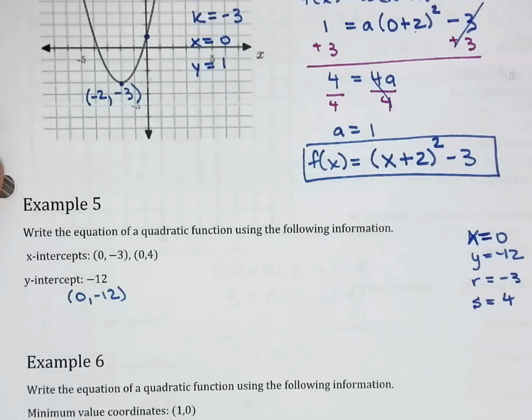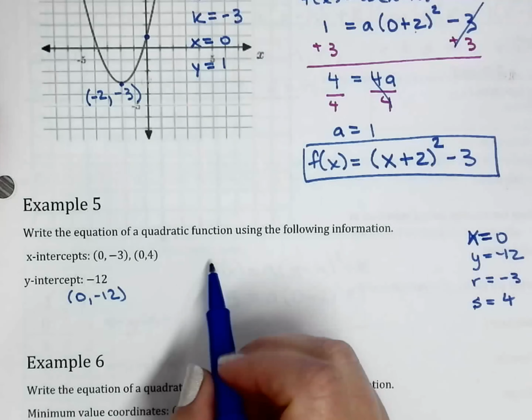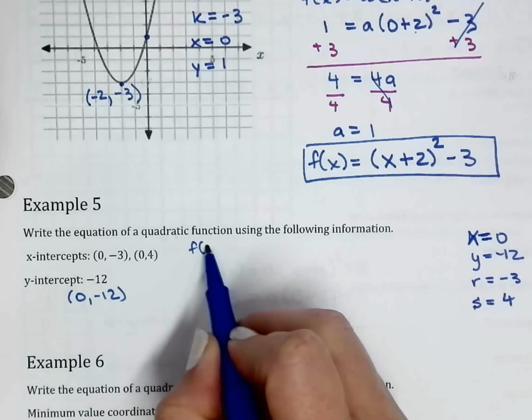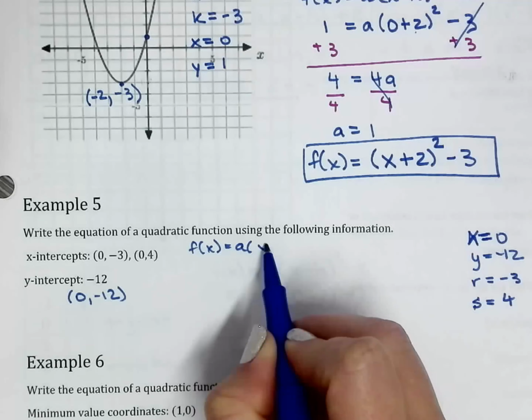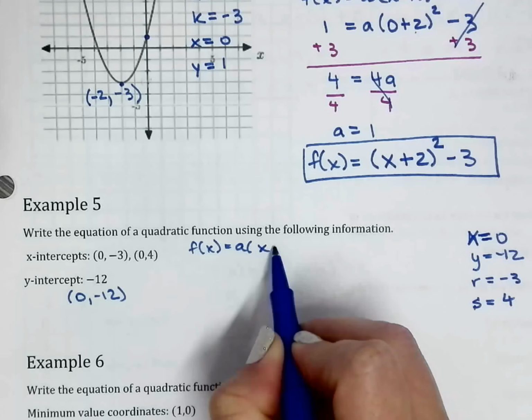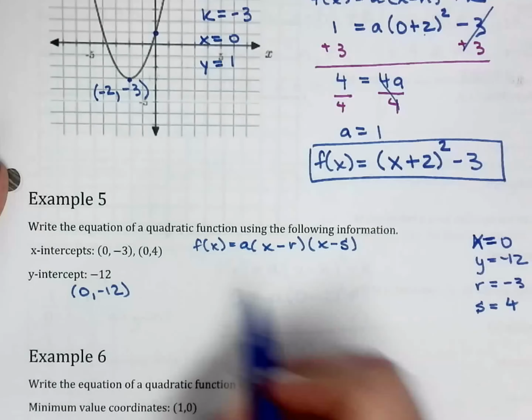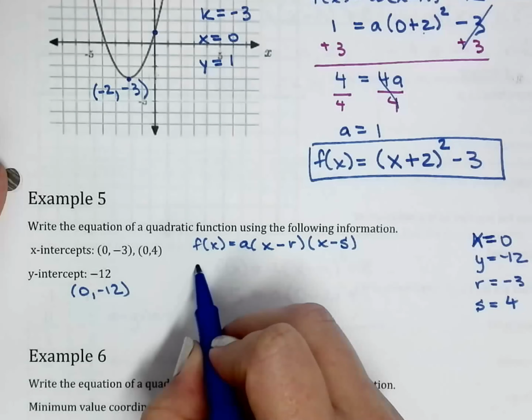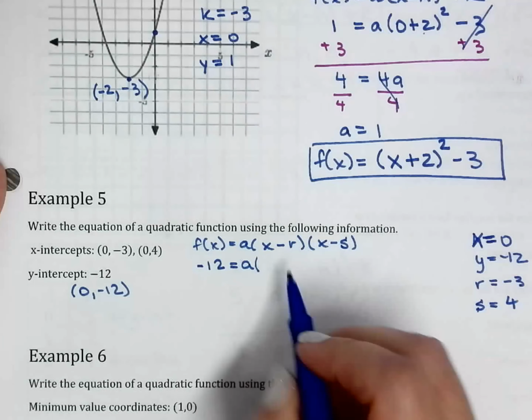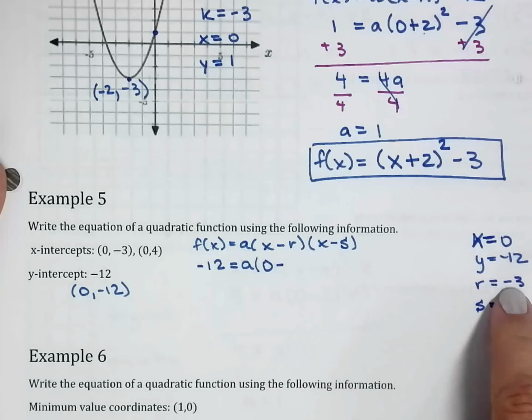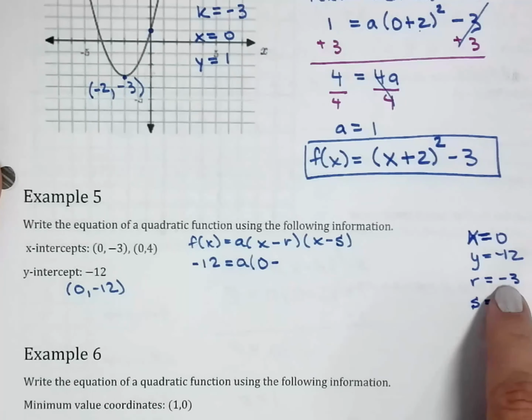We will use the formula in the root form. So f of x equals a times (x minus r) times (x minus s). So these are the two roots right there, and the roots are the x-intercepts, or the zeros of the function. We know f of x is the same thing as y, and y is -12. So -12 goes right there. We're solving for a. X is right there, 0. R right there, -3.